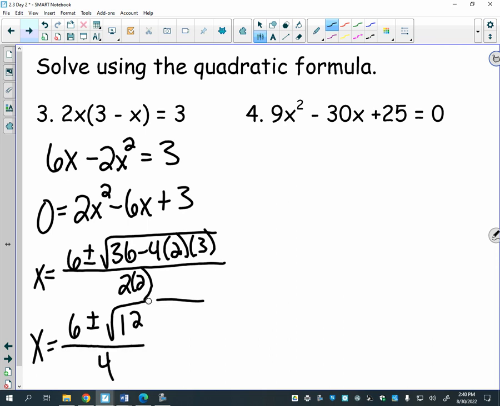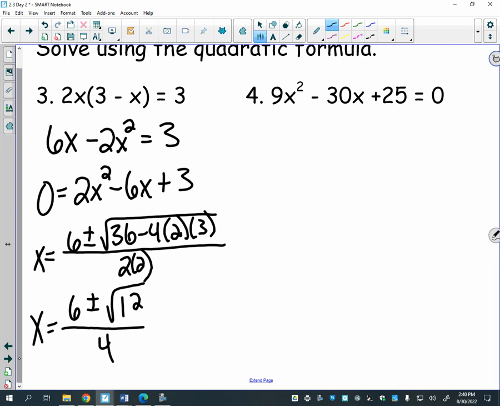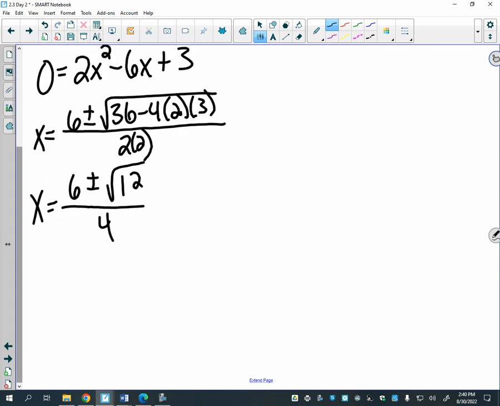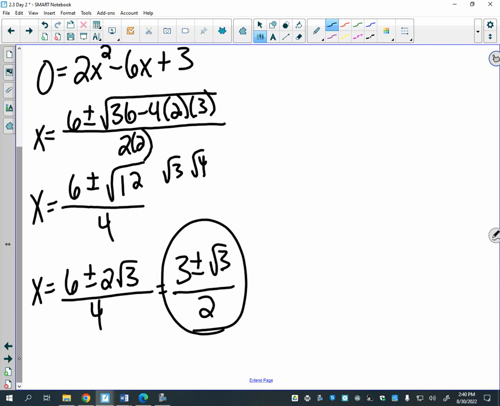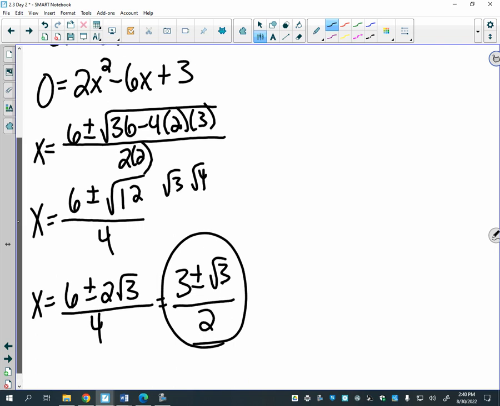All over 4, and we need to have a little bit of a talk about simplifying these answers. Remember that you have to break up the square root of 12, so you could break that up as 3 and 4. So that would be the same, right? Square root of 3 and square root of 4 would be the same as 2 square root of 3. And now, since everything's divisible by 2, the square root of 3 is just going to stay there. My best answer here would be 3 plus or minus the square root of 3 all over 2, because I'm just dividing everything by 2. Biggest mistakes that happen with these are simplifying.